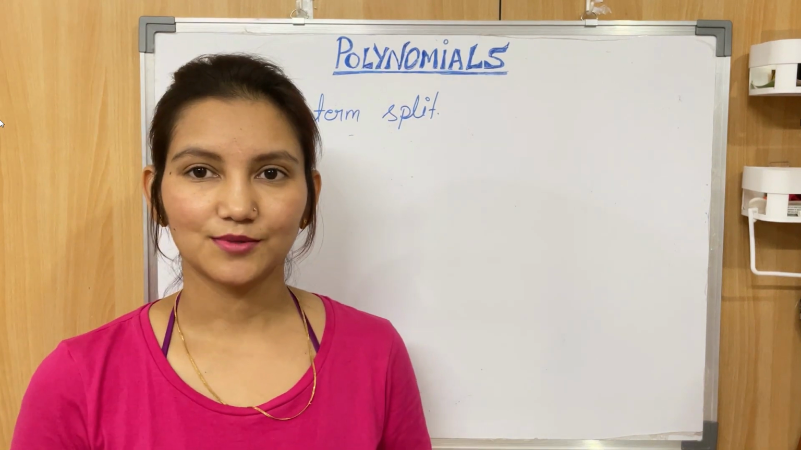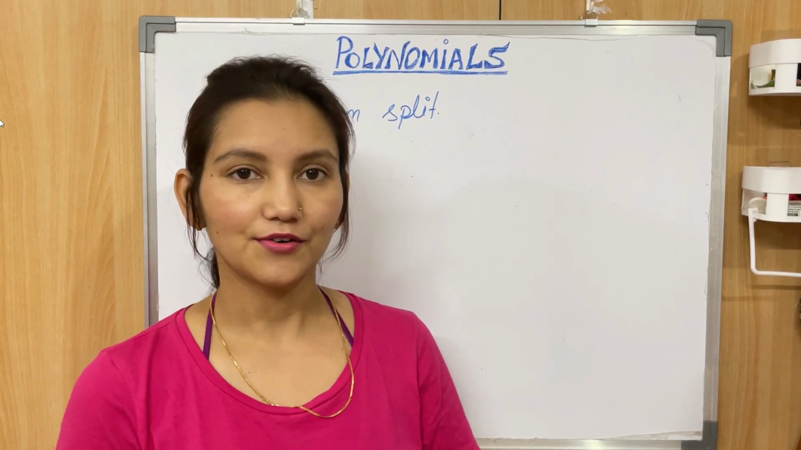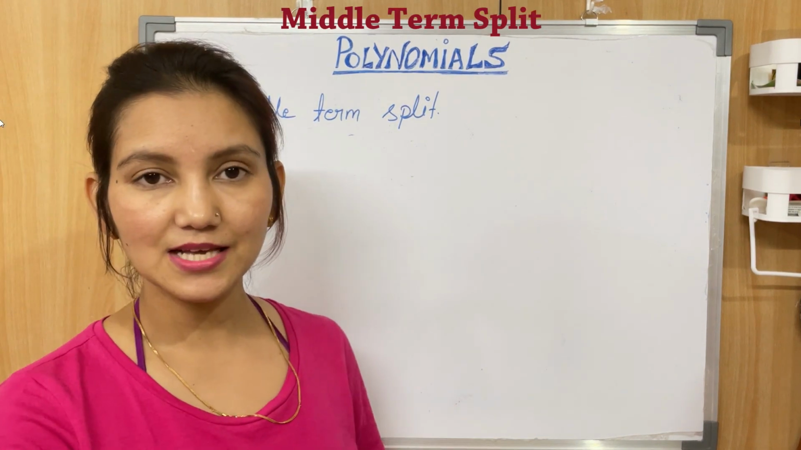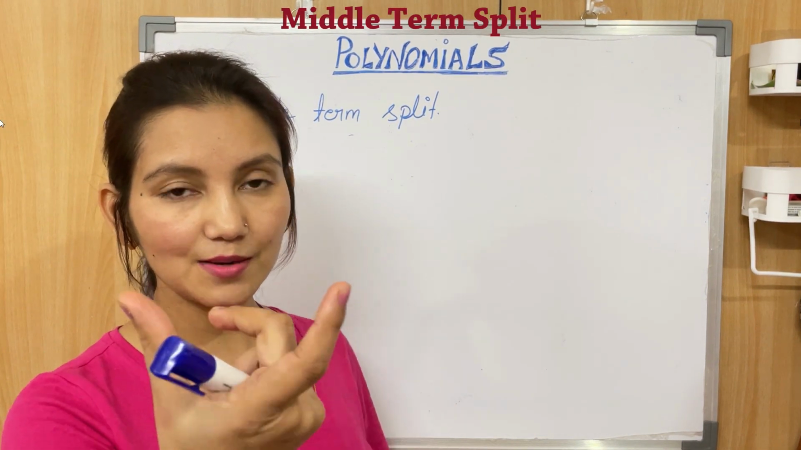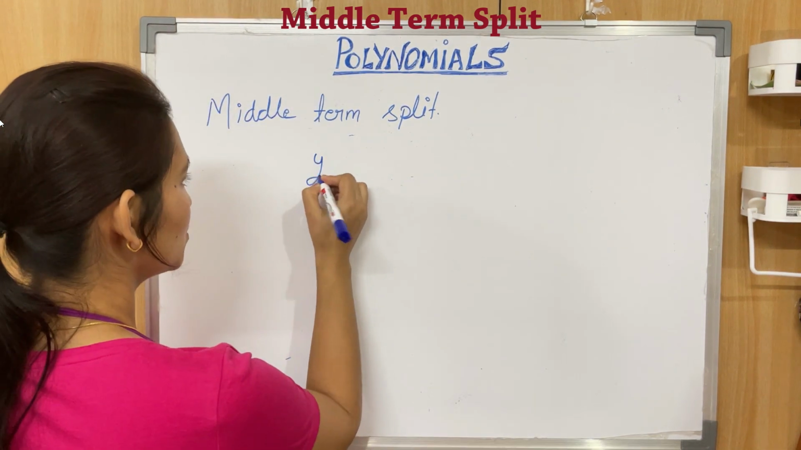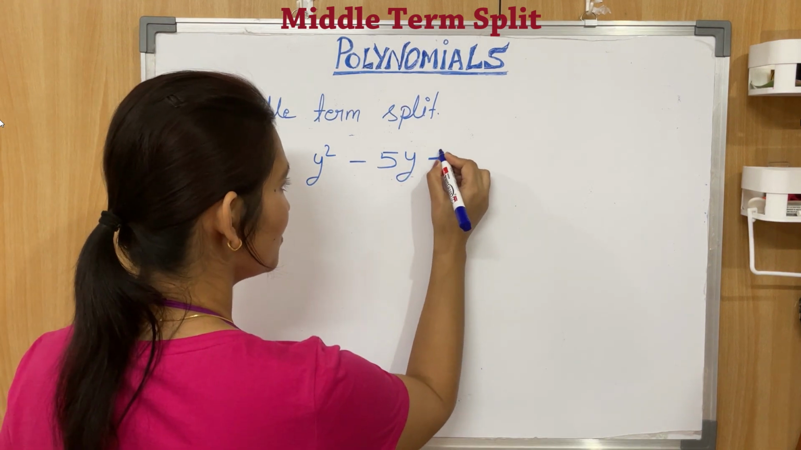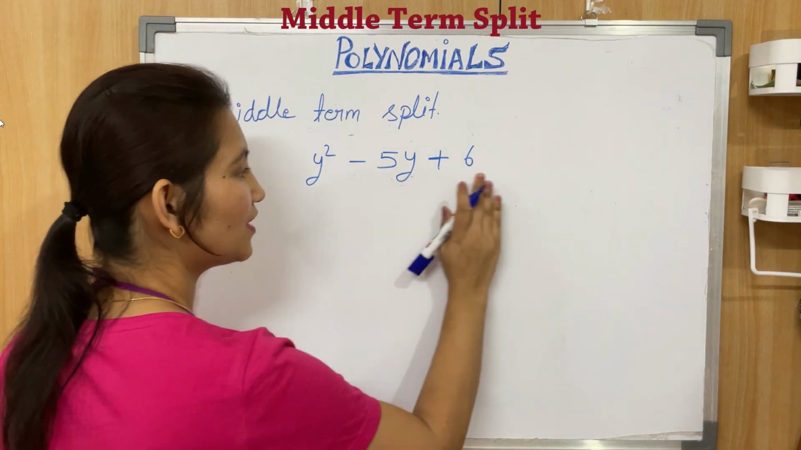Middle term split. Okay, let's now understand this concept with the help of an example. I'm taking the same question which we have just solved by factor theorem: y square minus 5y plus 6. We have to factorize it.